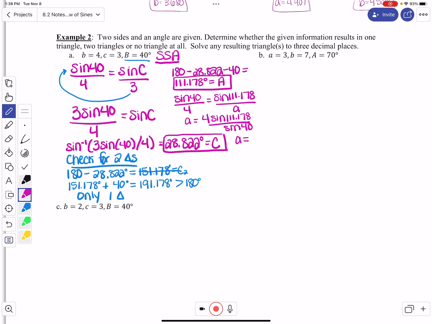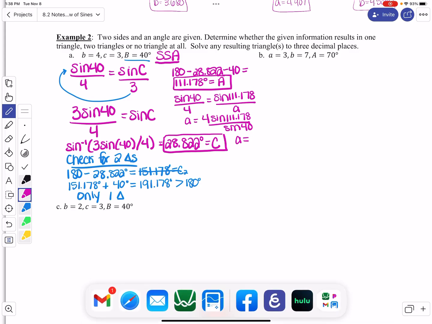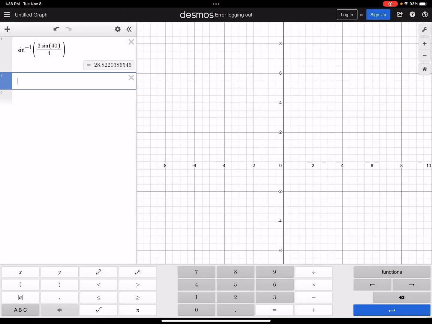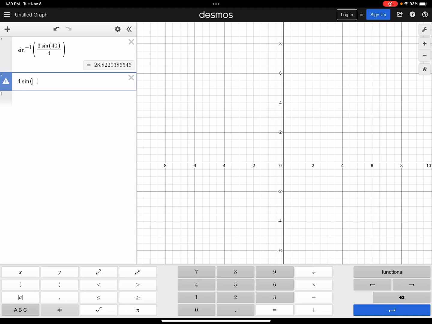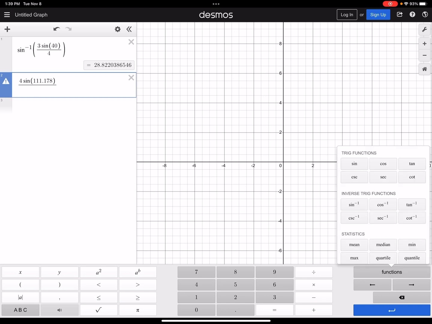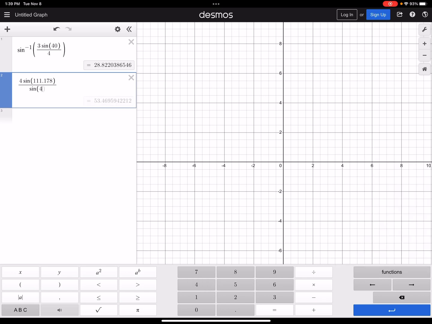And so A is going to equal, and so that's where we'll just go back to Desmos, and we'll type that in. So 4, and now I'm not looking for an angle, so I'm just back to using regular sine. So sine of 111.178. Make sure you get out of that parentheses, divided by sine of 40. And I get 5.803.